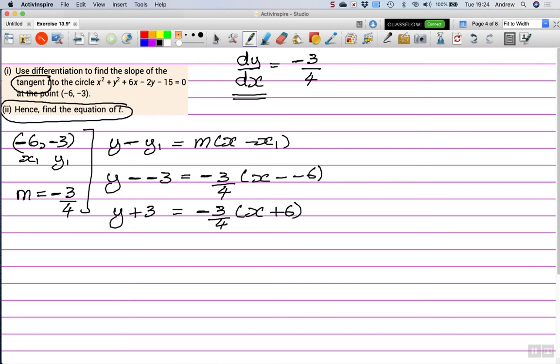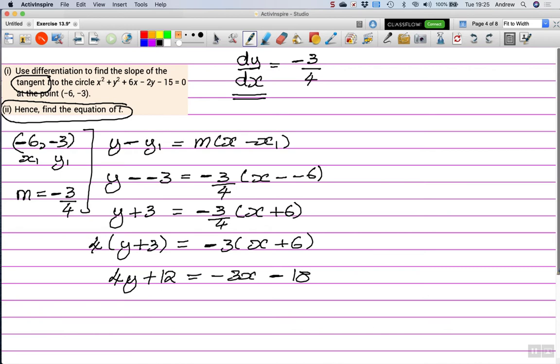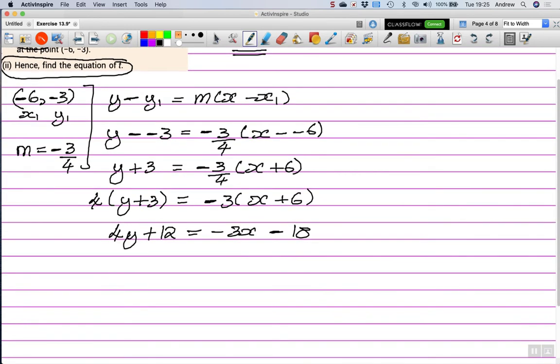We're going to multiply both sides by 4. So if we multiply the left-hand side by 4, we end up with 4 brackets y plus 3. And if we multiply the right-hand side by 4, it cancels the 4 out from the bottom. So now, once again, another tidy up line. We've got 4y plus 12 is equal to minus 3x minus 18. And we're going to bring everything to the left-hand side. So the minus 3x comes over and it becomes 3x.